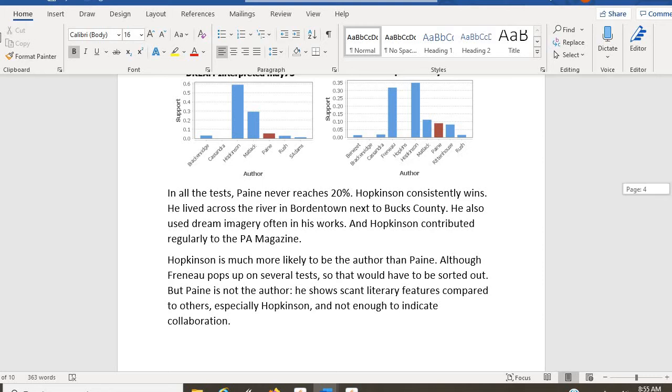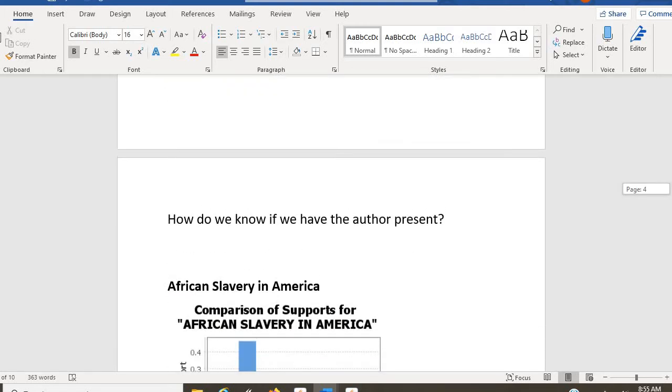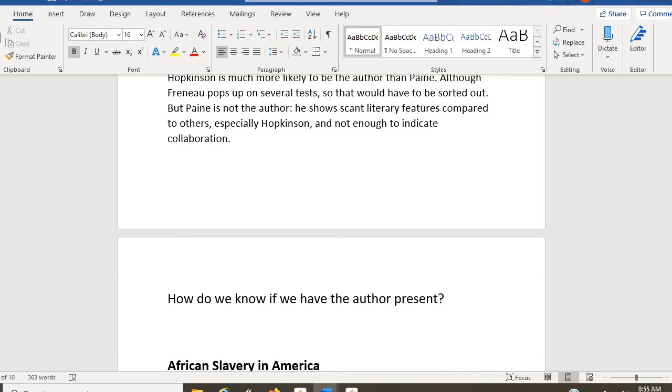Another example. A major question comes up in author attribution all the time. And the question is, how do we know if we have the author present in the testing? If the author is not present, how do we know the person who wins, the one who has the highest amount, is really the author? Well, the content and context should help with that. However, the calculation itself can show if the author is not present.